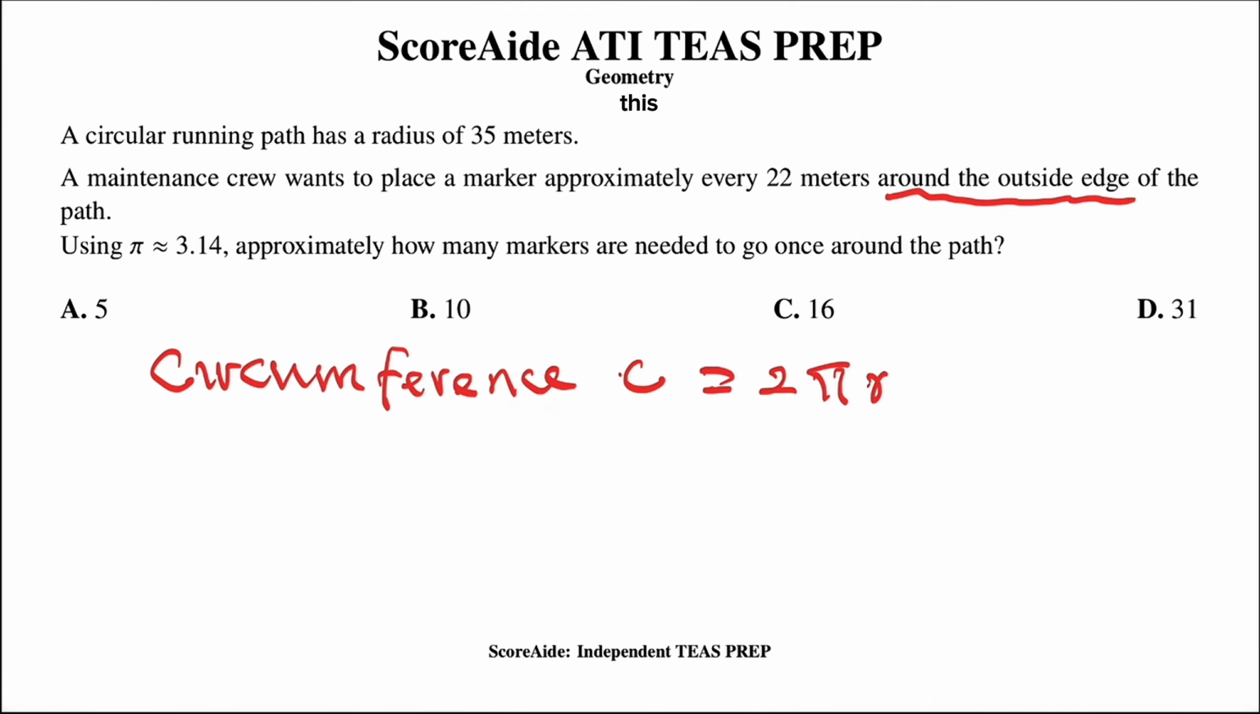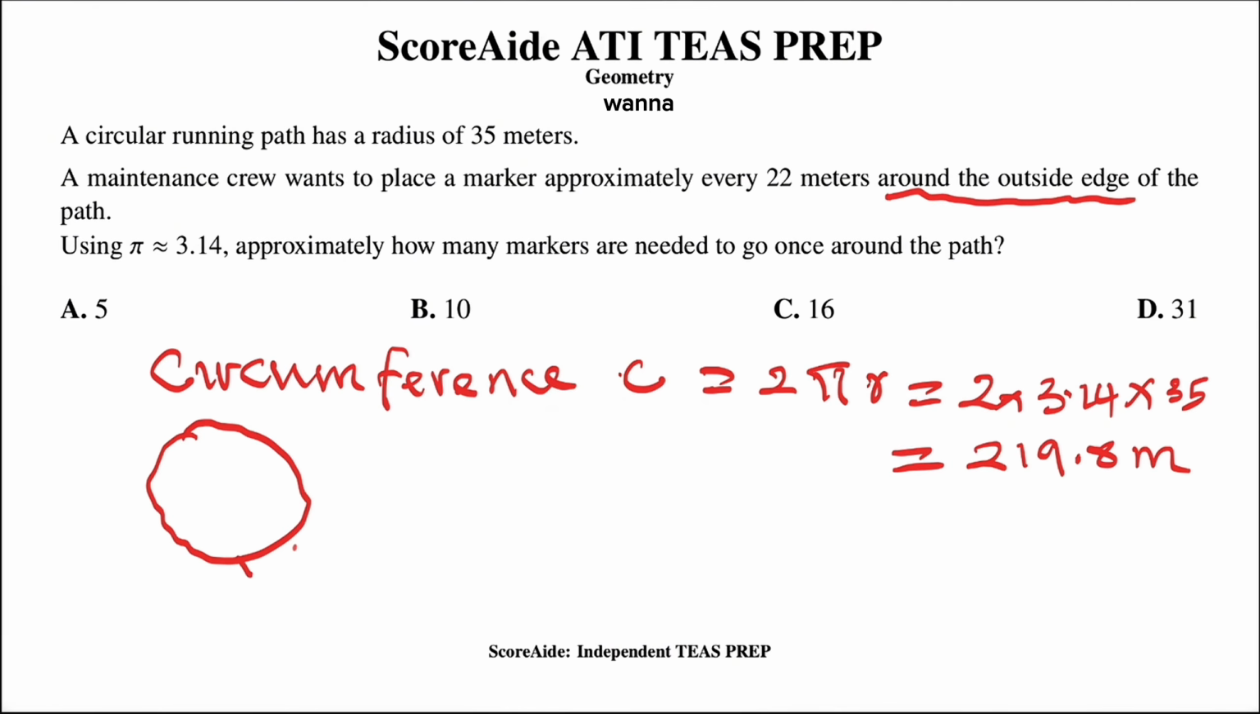And this is going to be 2 times pi, which is 3.141592654, times what? The radius is 35 meters. So it's going to give us 219.8 meters.